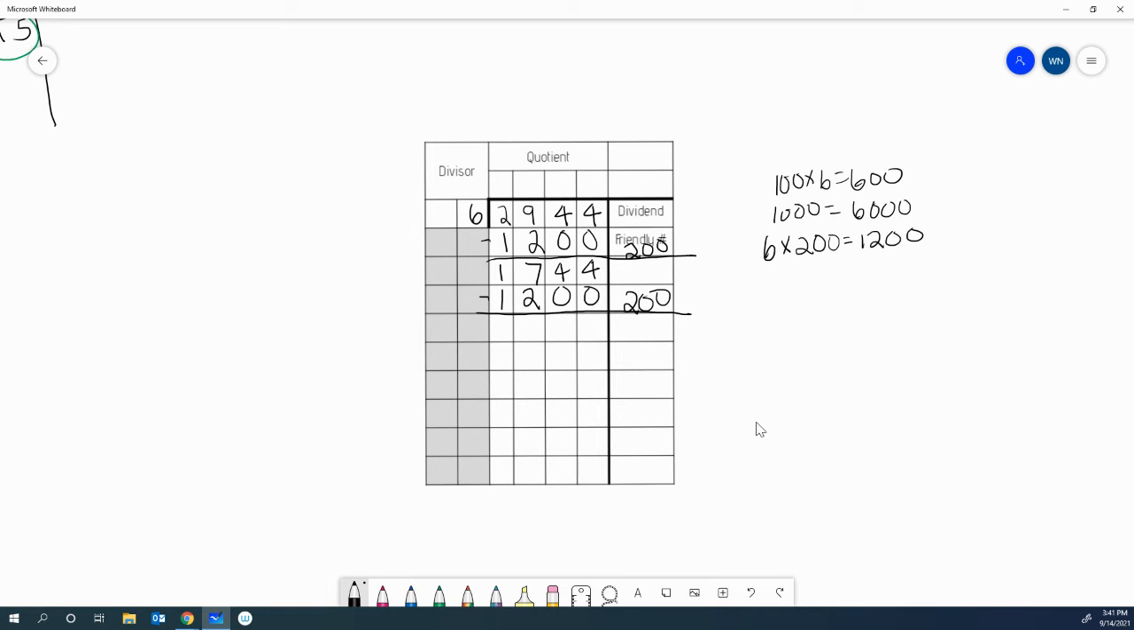4 minus 0 is 4. 4 minus 0 is 4. 7 minus 2 is 5. Uh-oh. I can't pull 1,200 out again, and I can't pull 600 out again. Let's see what we can pull now. What about just 6 times 20? That would be 120. So let's pull that out. Let's say our friendly number is 20. 20 times 6 is 120.